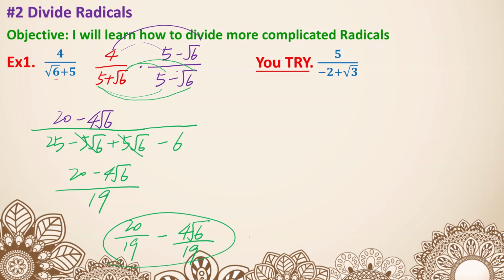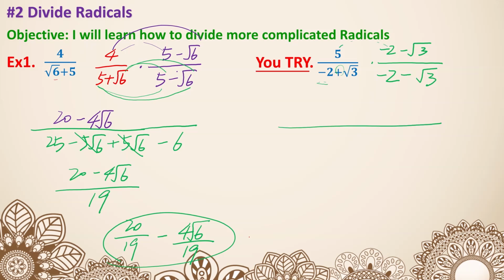That's example 1. Example 2. We're still going to multiply them by the conjugate, but this one you got to be careful with what the actual conjugate is. We have a -2 in the front. We do not change that sign. We're only changing the sign in between the two terms. So the -2 remains, and we have a minus square root of 3.